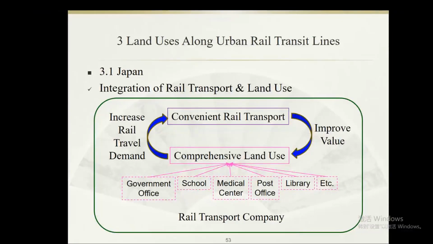Nowadays in Japan, passenger transport income is only about 30% of a railway company. More than half of the income of a railway company is from the land use development around each railway station. Can you understand? Utilize this kind of money, and then the railway company can invest in more railway construction. Okay? Can you understand? This is very important.